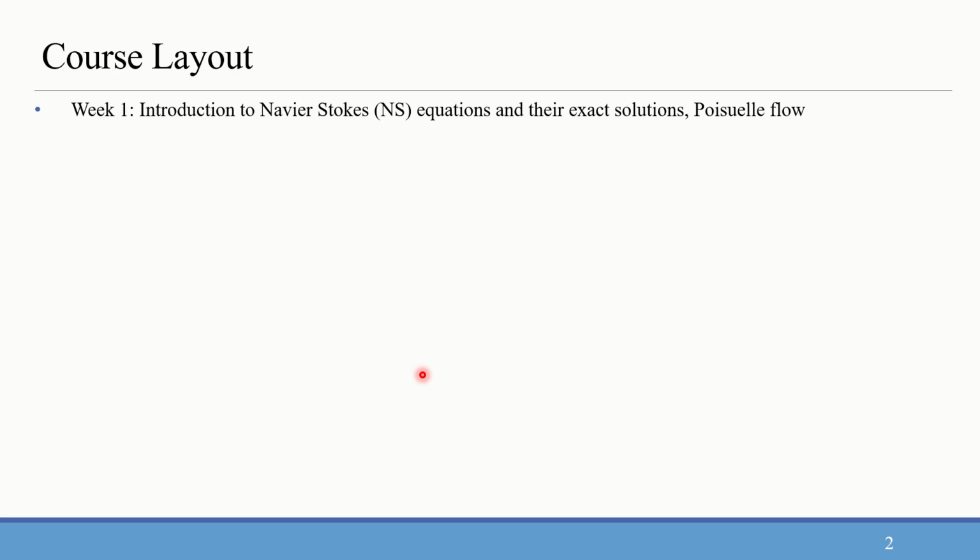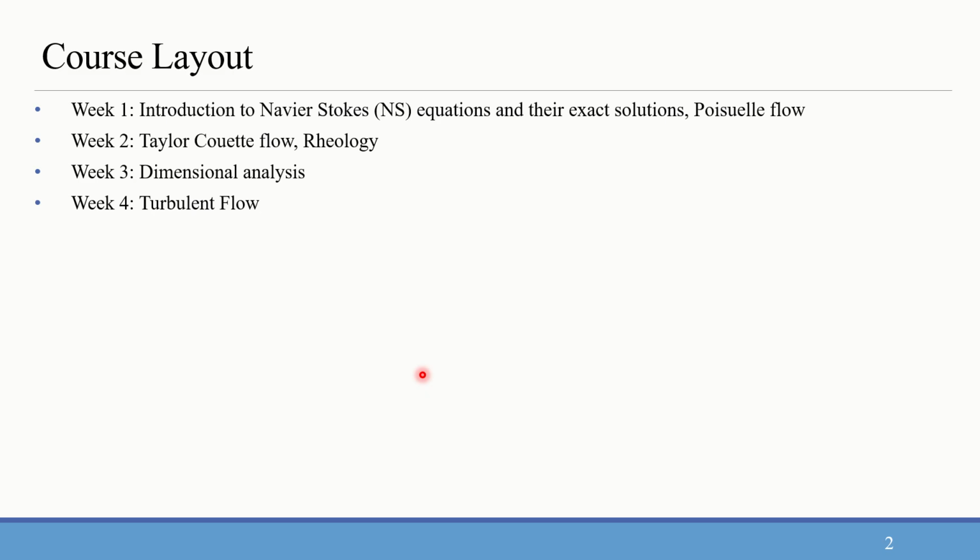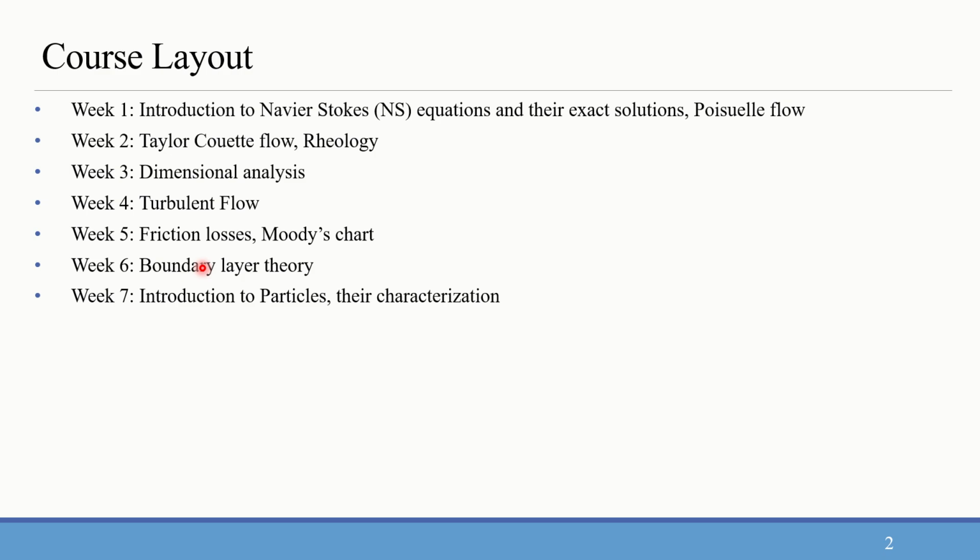So, the course layout. This is a 12 weeks course. In the 12 weeks, what we have seen is introduction to Navier-Stokes equation, exact solution, Taylor-Couette flow, dimensional analysis, turbulent flow, friction losses, Moody's chart, and boundary layer theory. Boundary layer theory is for week 12, but apart from that, we have covered almost everything else.